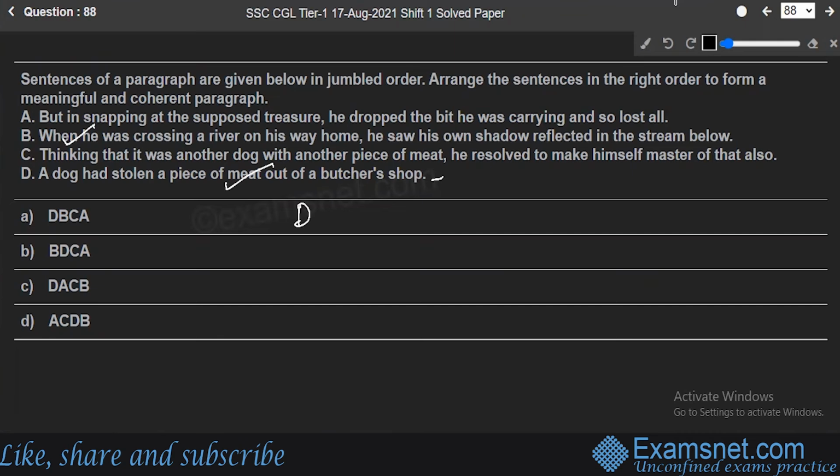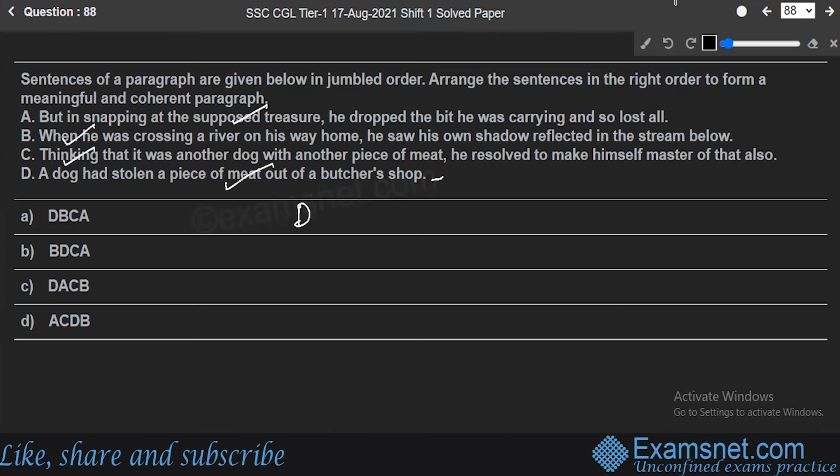When he was crossing a river on his way home, he saw his own shadow reflected in the stream below. Right? This will be followed by the sentence C. Thinking that it was another dog with another piece of meat, he resolved to make himself master of that also. So this will be the next one because it further explains the dog's activity on his way home. Lastly, of course, will be sentence A. It will be used because it tells the consequences of the dog's actions. But in snapping at the supposed treasure, he dropped the bit he was carrying and so lost all.